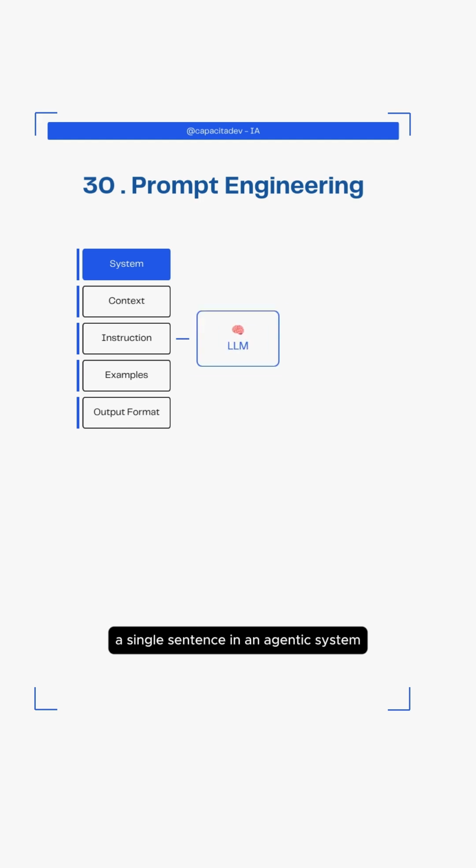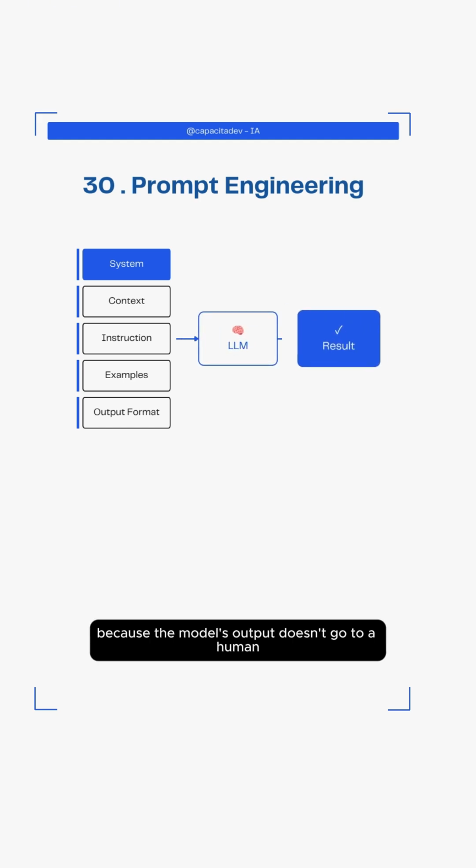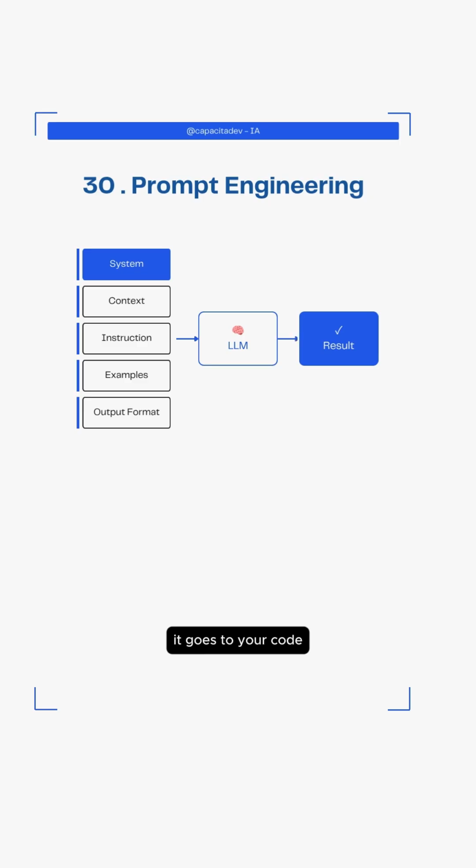In an agentic system, this is critical because the model's output doesn't go to a human. It goes to your code. A bad prompt doesn't just give a wrong answer, it breaks your pipeline.